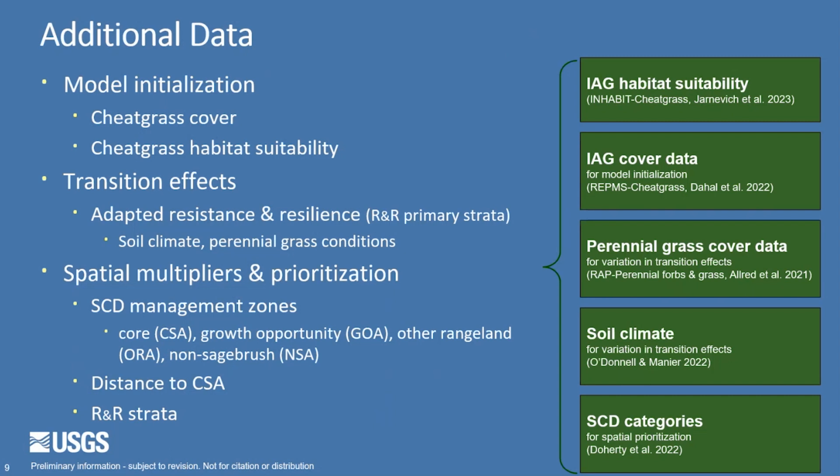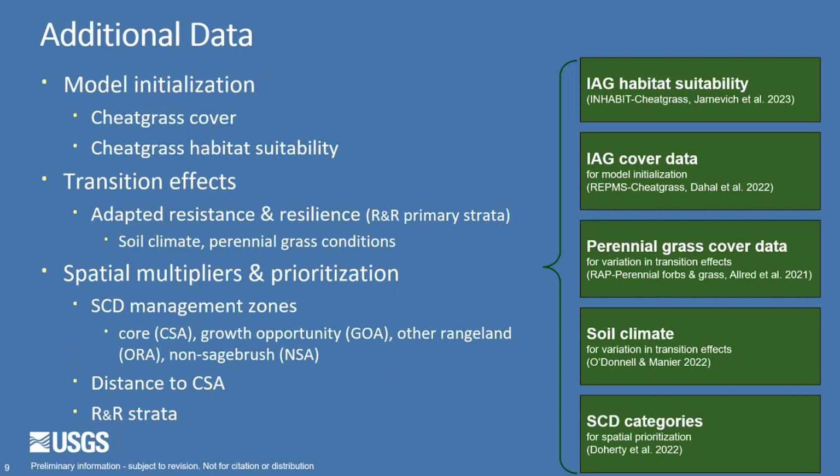And there's a lot of existing data out there that we're pulling from. So for initializing the model, we've got the baseline layer of cheatgrass infestation. We're using the Rangeland Exotic Plant Monitoring System, so we have cheatgrass cover estimated from that. And then we're bringing in habitat suitability from INHABIT to map where it might potentially spread to.